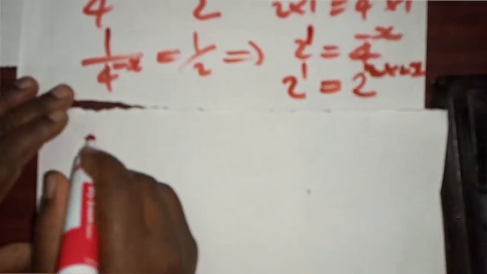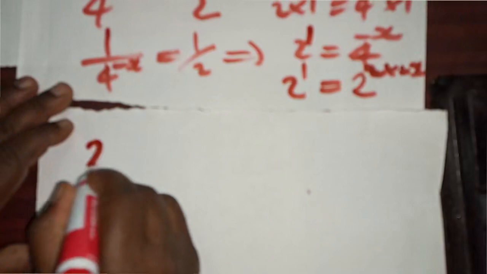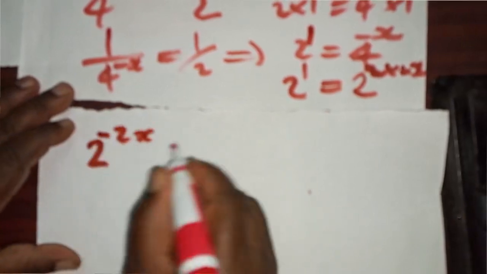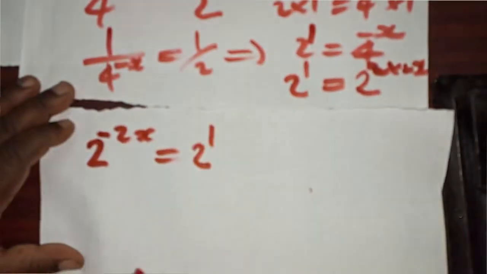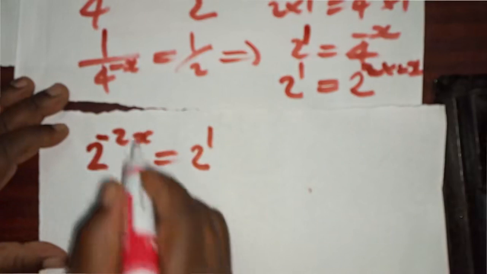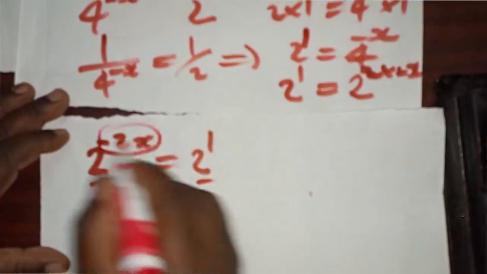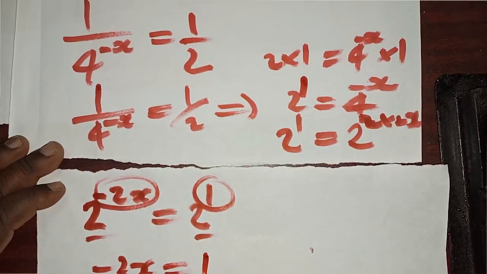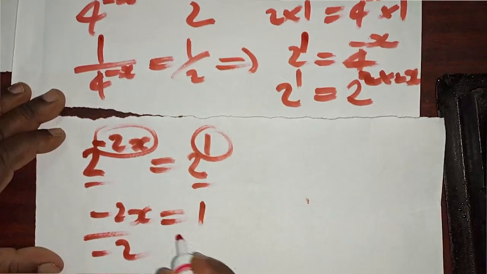Now if we have this scenario, it means the bases are the same. Then we have also to equate the powers. So we have minus 2x equals 1, and then divide both sides by minus 2. We have x equals, which is now giving us negative 1 over 2. So the answer there is negative half.